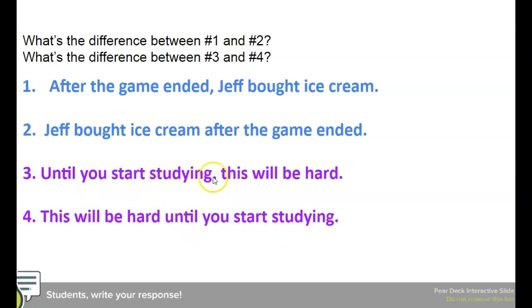What about 3 and 4? Until you start studying, comma, this will be hard. This will be hard until you start studying. Now look, until you start studying is that incomplete phrase. This will be hard is the complete sentence. If I switch the order of them, what happened to my comma? The comma went away.